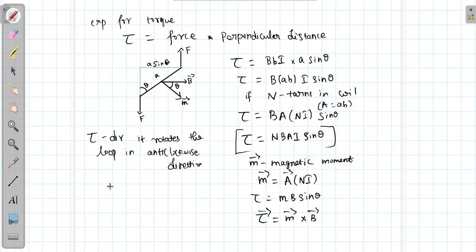See, you just memorize the equation. Torque equals NBIA sine theta or tau equals MB sine theta, depending on the quantities given in the problem. We go for any one of the equations. In a galvanometer, we use this equation, not MB. Galvanometer will go for NBIA sine theta.